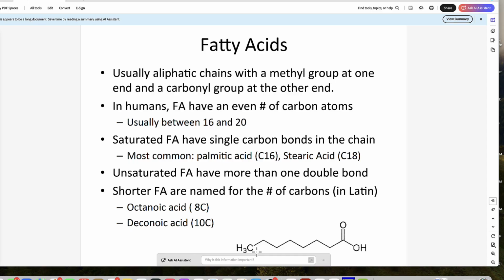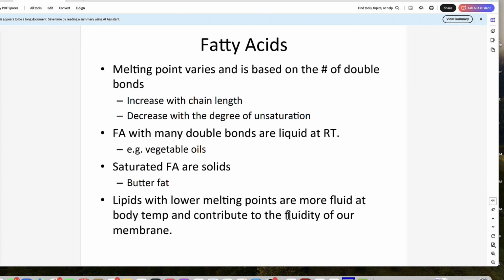Ultimately, when you think about these fatty acids, look up their composition and ask yourself how their composition associates with their function. When you think about fatty acids, I want you to think about melting point, because that is a major factor, and this also ties back to the presence of carbon bonds. The melting point of a fatty acid will vary based on the number of double bonds present. The melting temperature will increase with the chain length, and it will decrease with the degree of unsaturation.